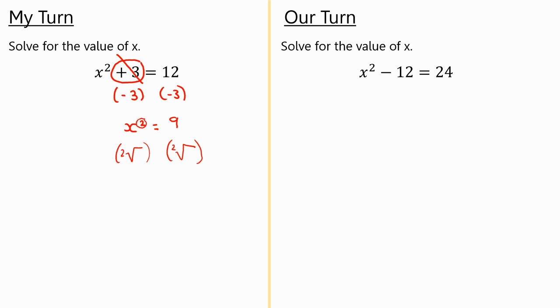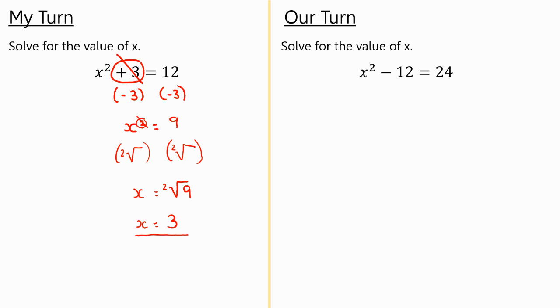When I do that, that allows me to then get rid of this squared here, leaving x on its own. And on the right-hand side, we need to find out what the square root of 9 is. So what number, when it's times by itself, gives you 9? Well, that is 3, so x is equal to 3.